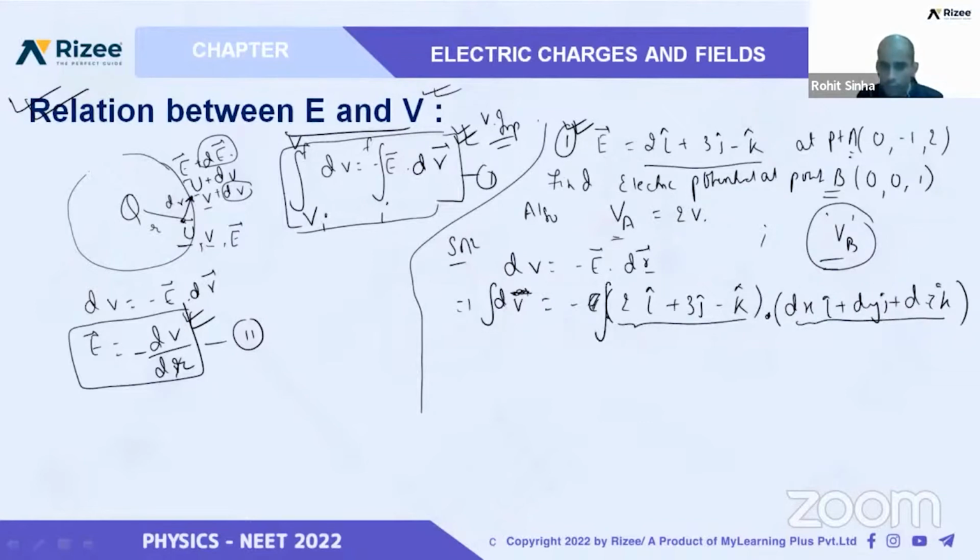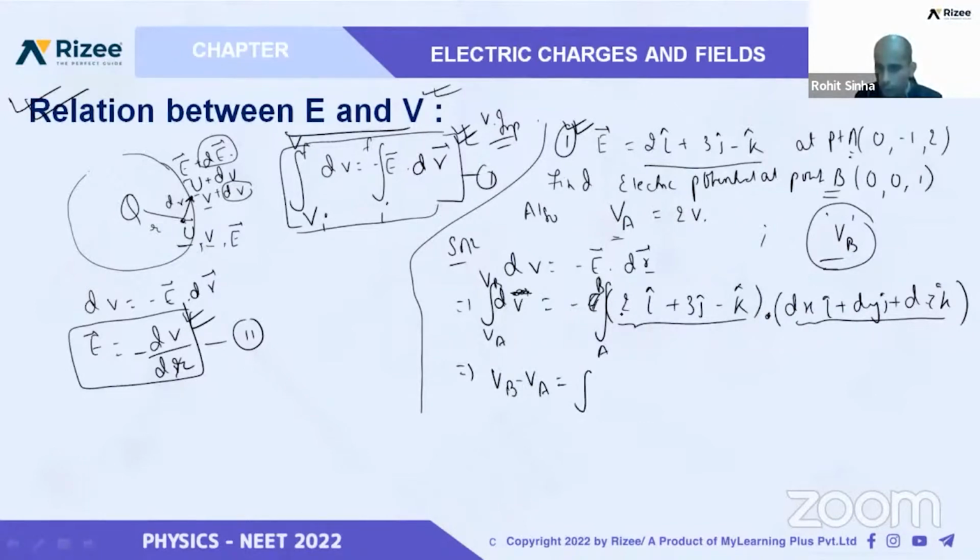What we are doing, we have to move from the initial to the final point. The initial point is A, that is from initial point VA to VB, and here from point A to B. Let us check what is happening. We will get the integration of dV. We get VB minus VA on the left-hand side, and here we see that they are dot products.